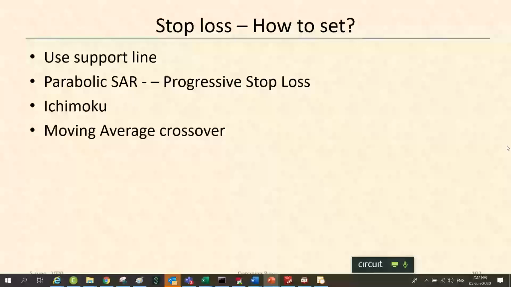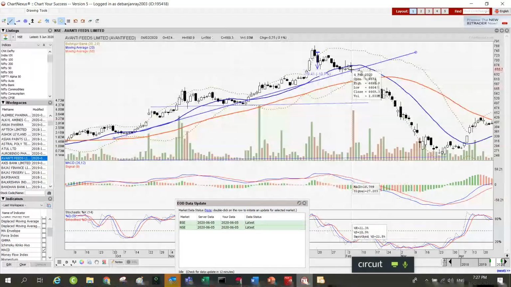Now, how to set it? There are different techniques. One of the techniques, which I just started in this particular class, is to use the support line. The support line is a very reliable line, as I have explained below. Whenever the price falls below the line, exit, and this particular price is considered as the stop loss. So 655 you can see is the value of the stop loss.